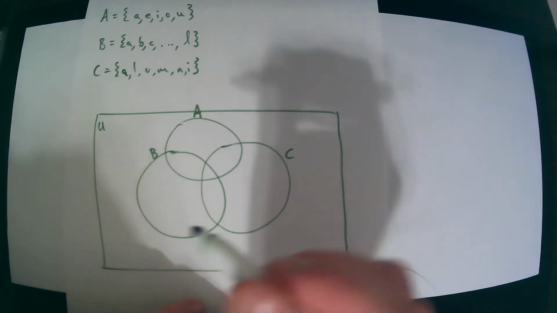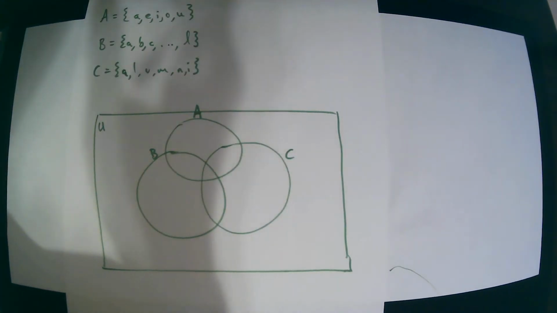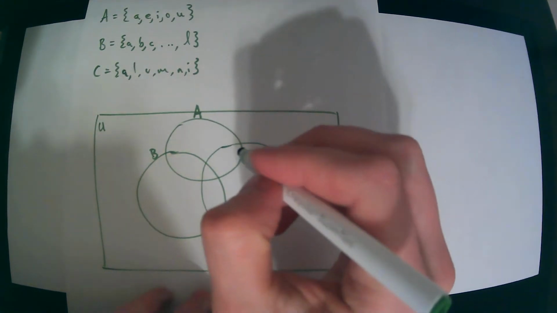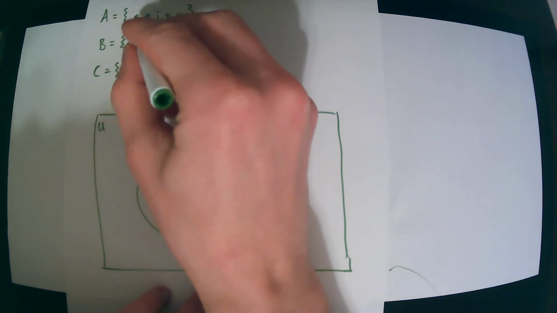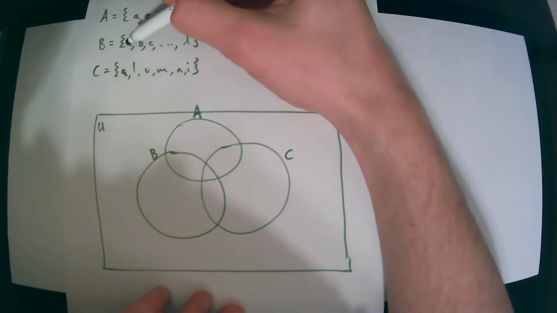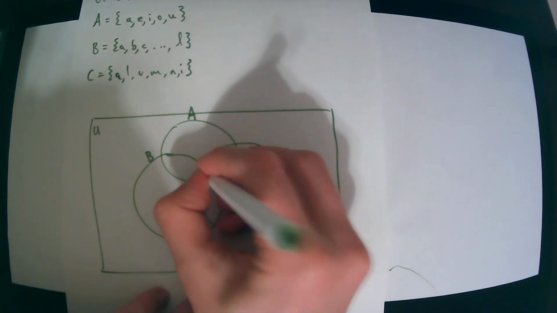Okay, to the least exclusive spots. Alright, so what is in the intersection of all three of these sets? The letter A clearly is. We can see A. Okay, so the letter A is in there.